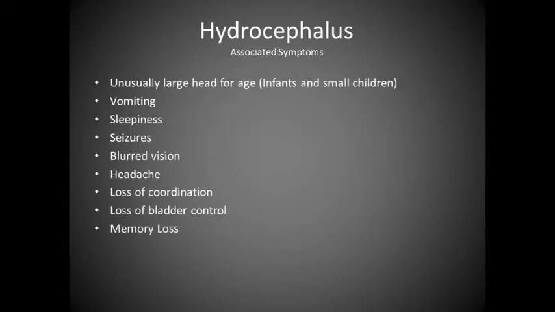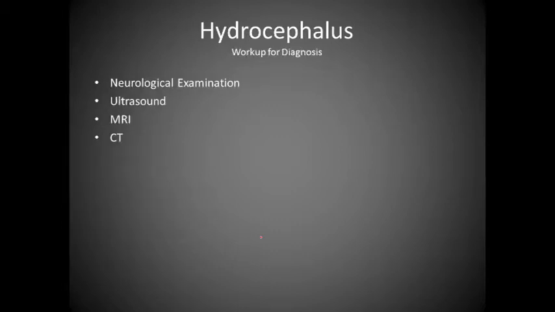then results in hydrocephalus. So the symptoms of hydrocephalus, number one, is an unusually large head for age, such as infants and small children. You have a head that is out of proportion due to the body size. Another is vomiting, sleeplessness, or sleepiness, seizures, blurred vision, headache, loss of coordination, loss of bladder control, and memory loss. So all of these things kind of go with abnormalities to the brain. And so as progression of hydrocephalus actually continues, we will see that these symptoms would increase in severity and become more acute.